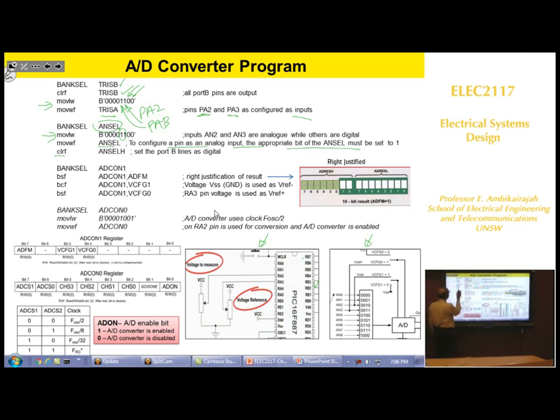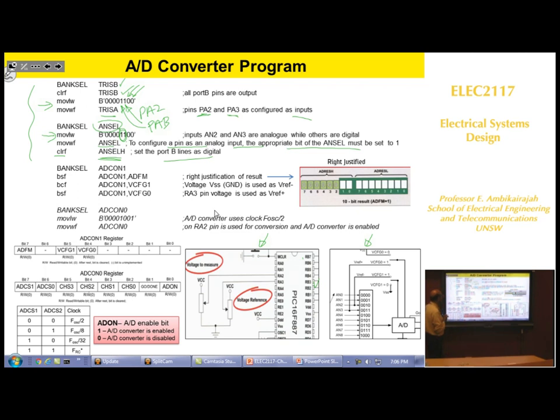Then you clear ANSELH. That means port B is now digital. So port B is digital here. You have done this enough, so you don't need to go through it again. The only thing we have done here is make these 1, so that they become analog. So 2 pins are analog, and the other ports are all digital. So that's what we set up.